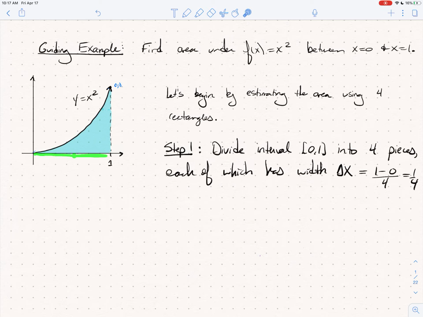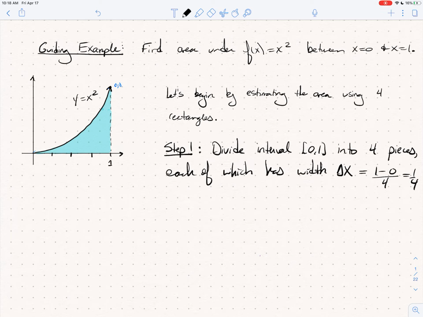We're going to take this interval, and it has length 1. We're going to say, okay, length 1 divided by 4. I'm going to divide this piece into 4 pieces of length 1/4. So here's the first piece, second piece, my unit is not lining up with my grid, but that's okay. So we'll go 1, 2, 3, 4. The point is, I've broken up the piece of x-axis that I'm working over into 4 pieces, each of equal width.